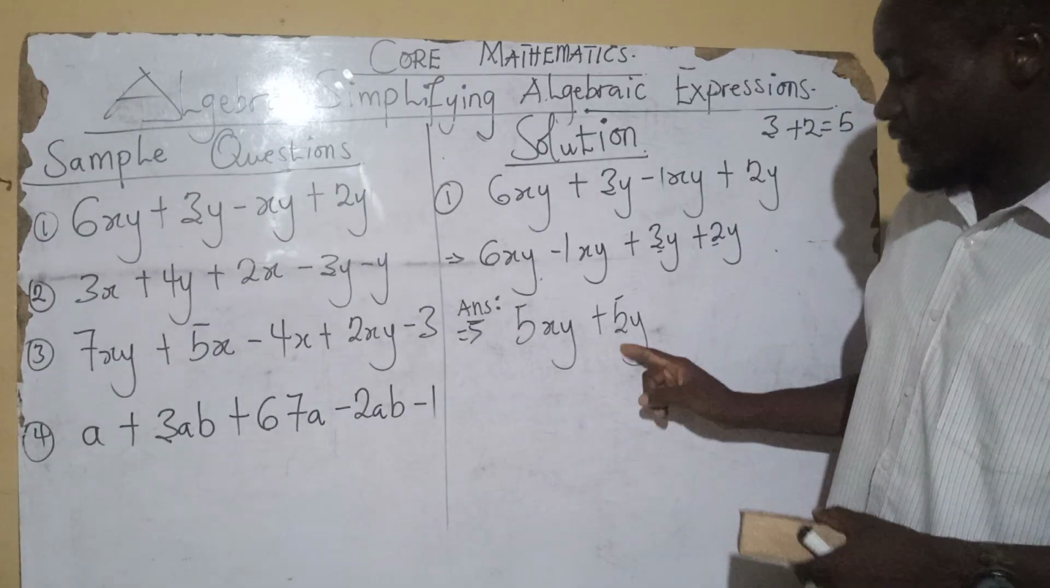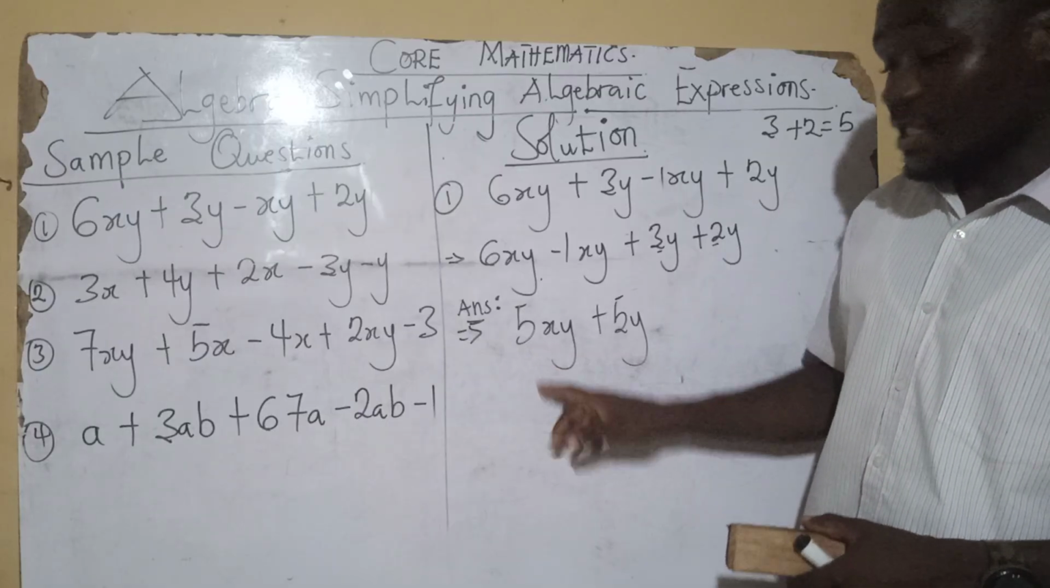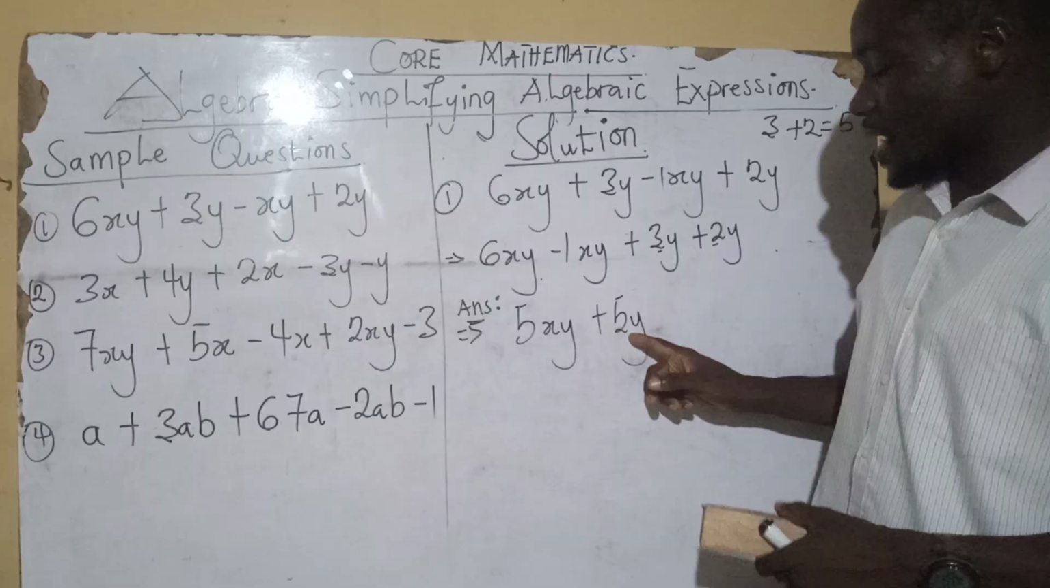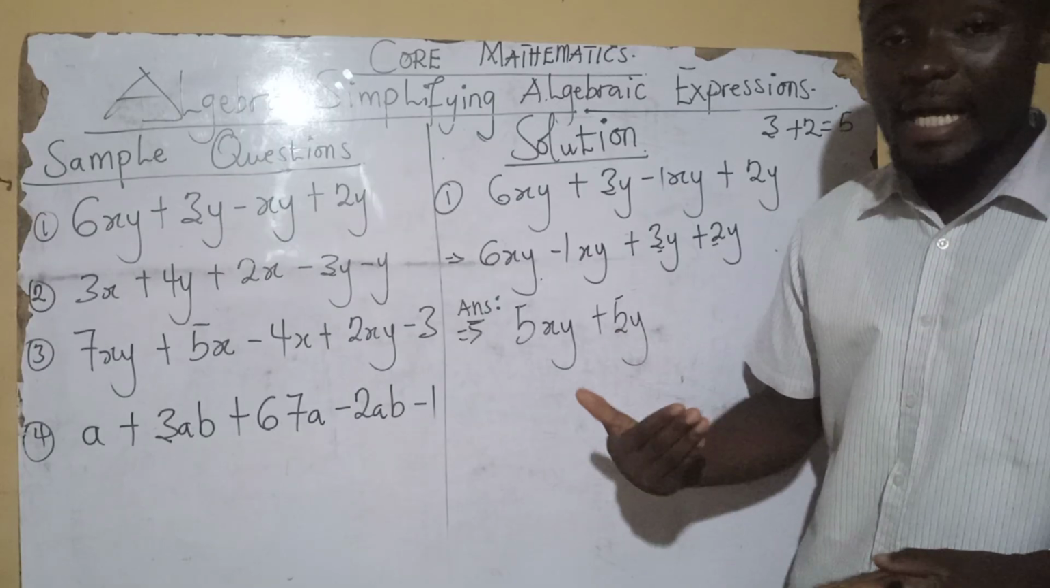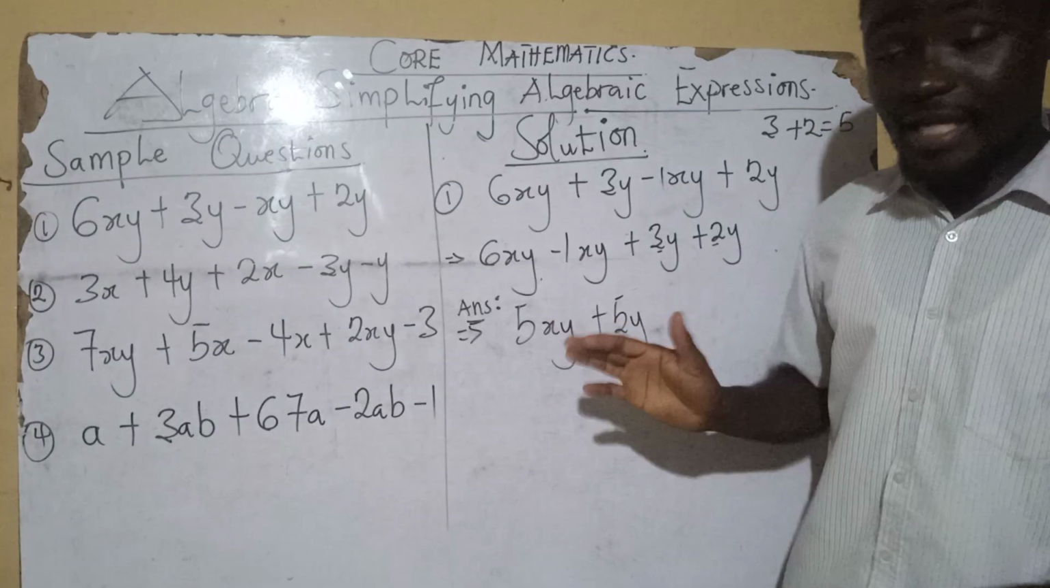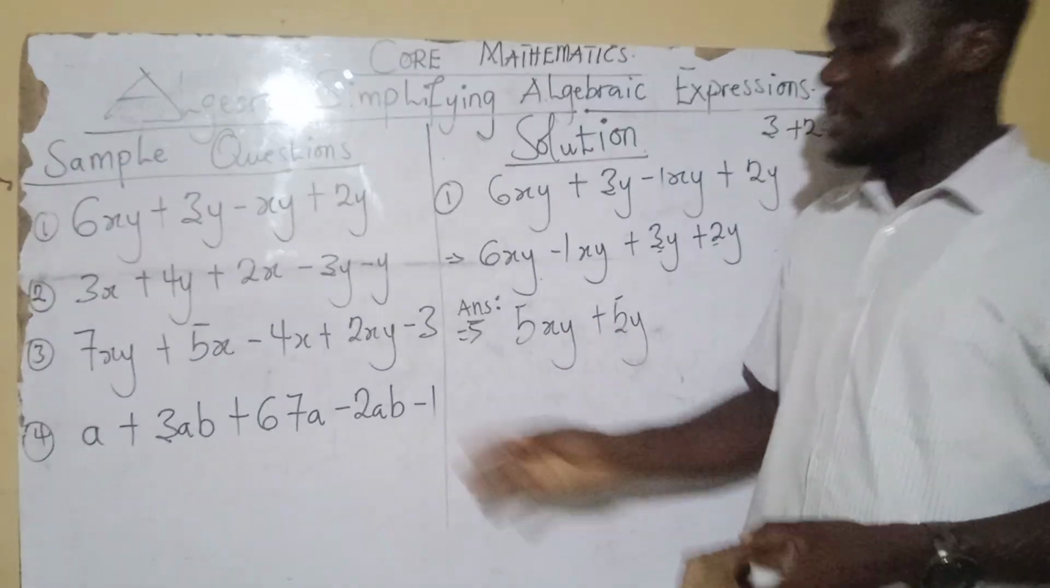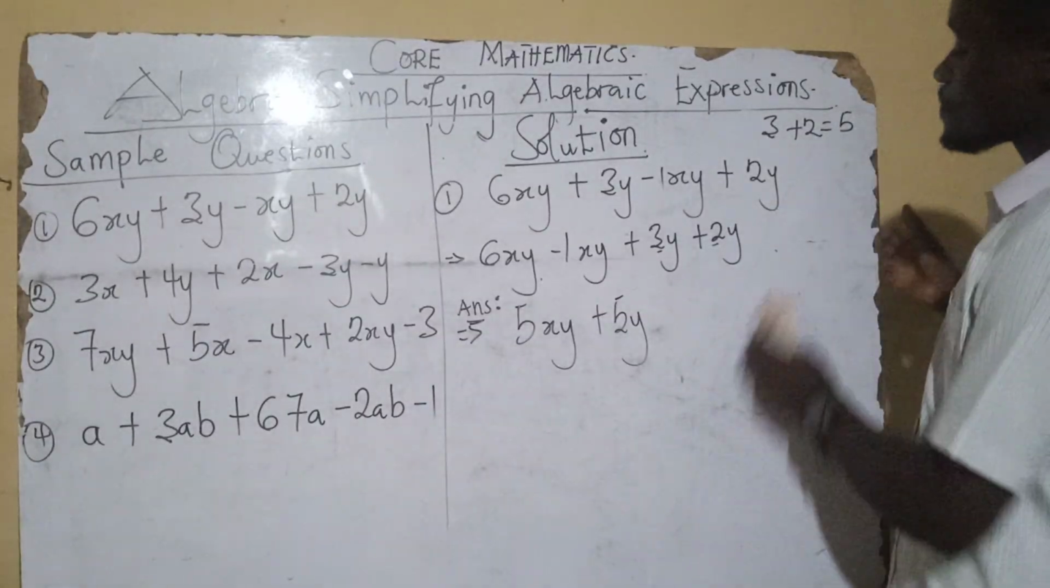Algebraically, we cannot add a 5 here to this. No. That we are going to get 10? No. Why? Because this one has xy attached to it. This one has only y attached to it. So algebraically, these two are not like terms. So therefore, this becomes our answer. I believe it is clear. Let's dive into question number 2.